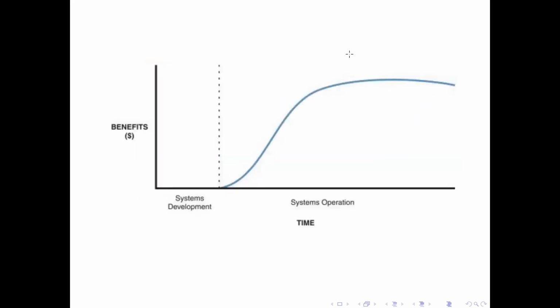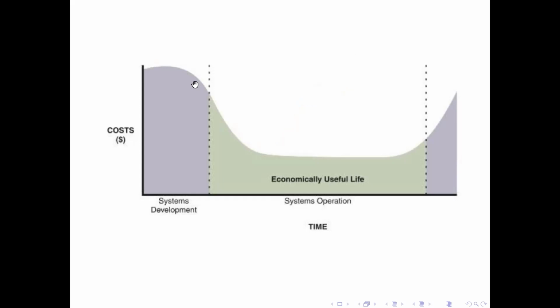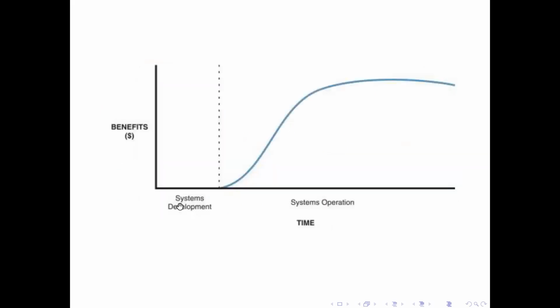Okay, now the benefits, this is costs. The cost will be initially higher, and after some time it will be flat, and then the cost increases. Then benefits: initially during the system development there's no benefit, then the benefits keep on increasing.